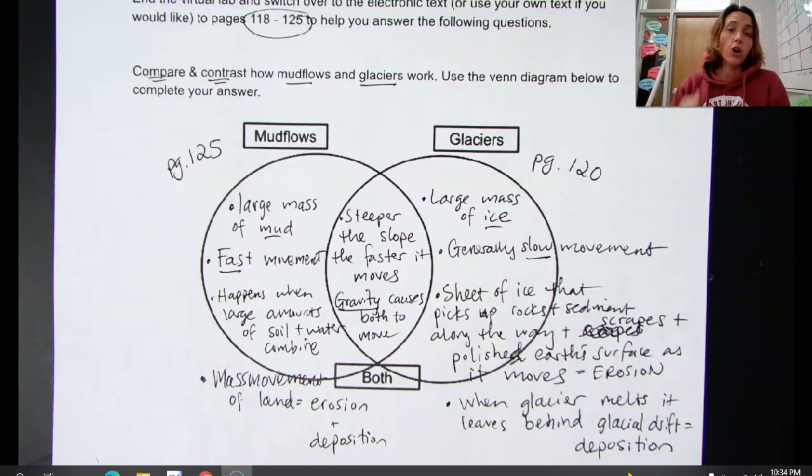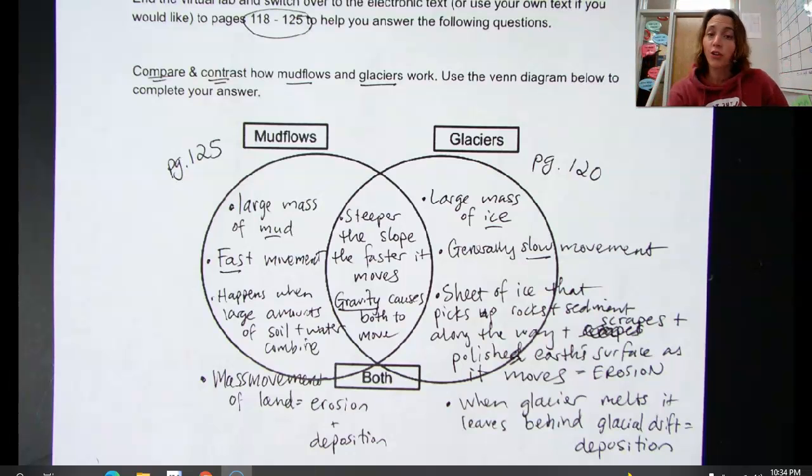Mud flows. They're large masses of mud. Surprise! They move fast. And they happen when we have large amounts of soil and water combined that moves the soil downhill. Thank you, gravity. So it's a mass movement of land. It's both erosion and deposition. Mud flows. Okay.